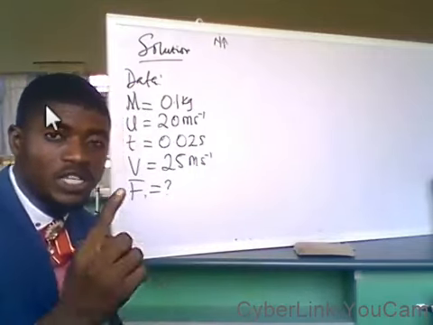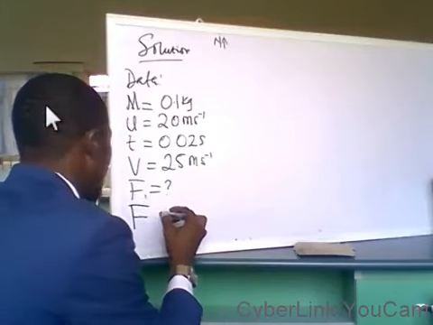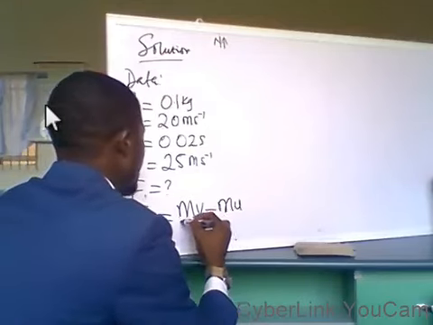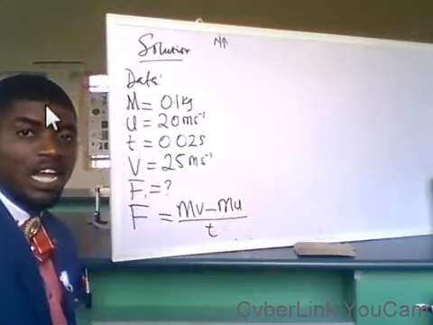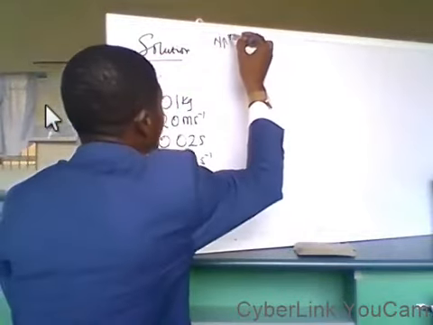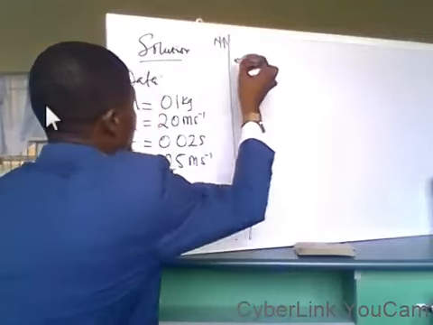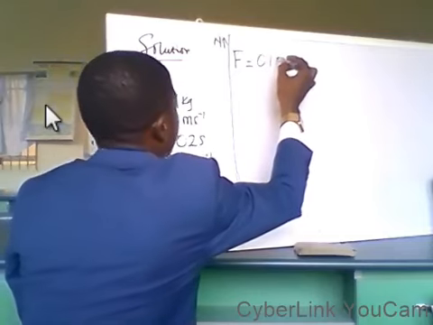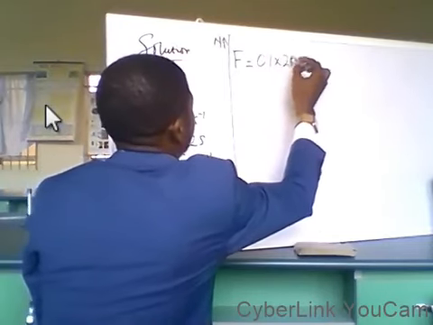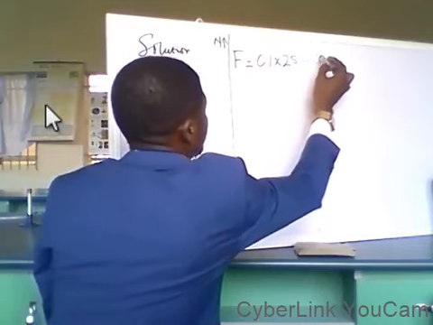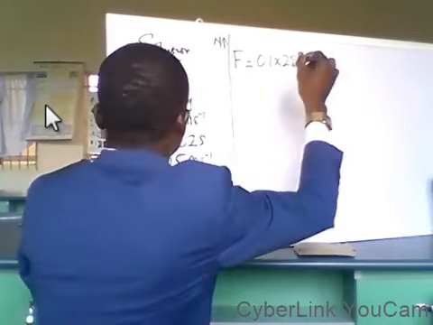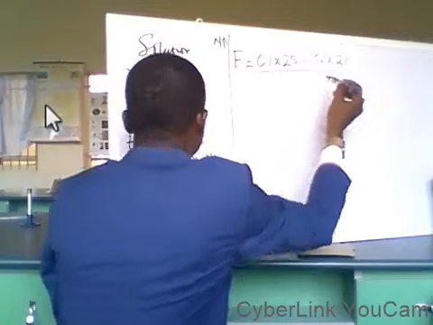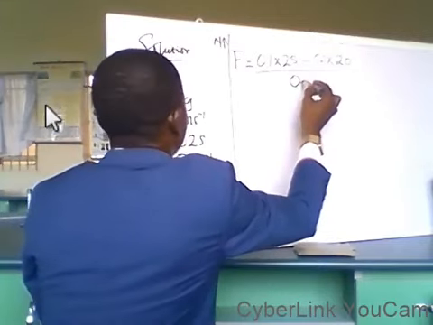Very simple. First, we state the equation. We know that our force is equal to mv minus mu all over t. That's it. So let's move on. We substitute. So our force is equal to mass, 0.1, times 25, minus 0.1 times u, times 20, all over the time taken. That is 0.02.